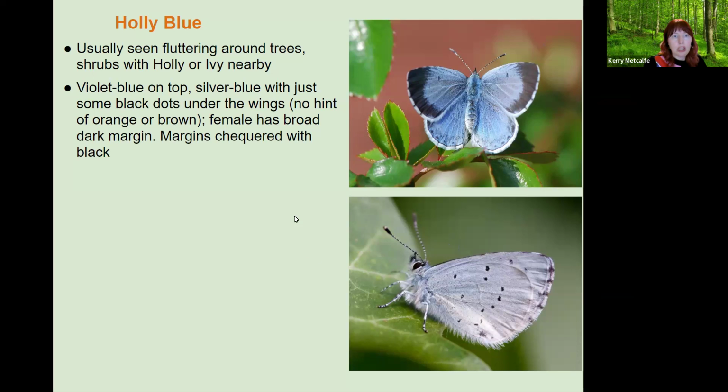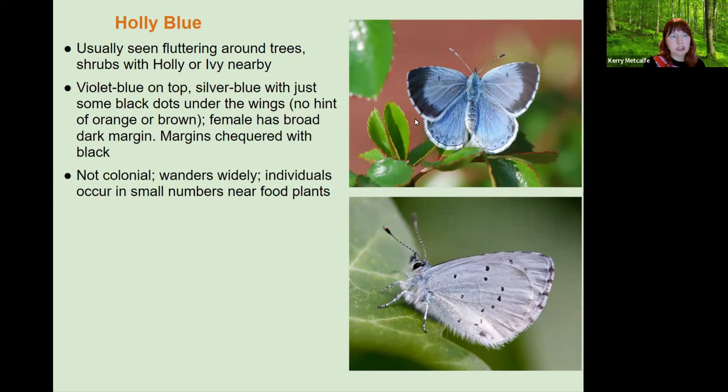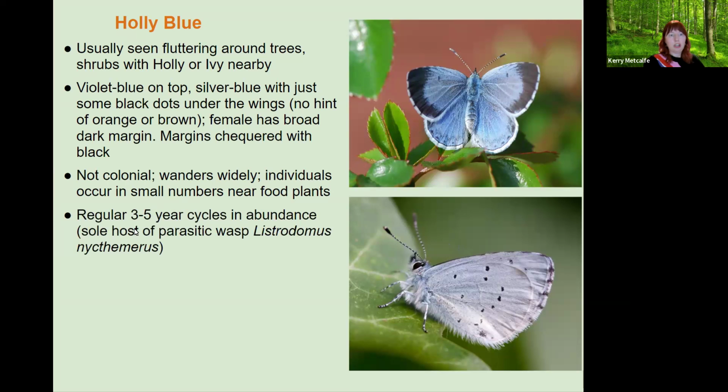And yeah, as Nick has written here, there's not a hint of orange or brown. So very different from the female common blue as well. The female has a broad dark margin, and as Nick's pointing out, they've got these checkers as well. So really, again, quite distinctive. They're not colonial, so they wander about. You can find them all over the place, and they'll occur in small numbers near their food plants.